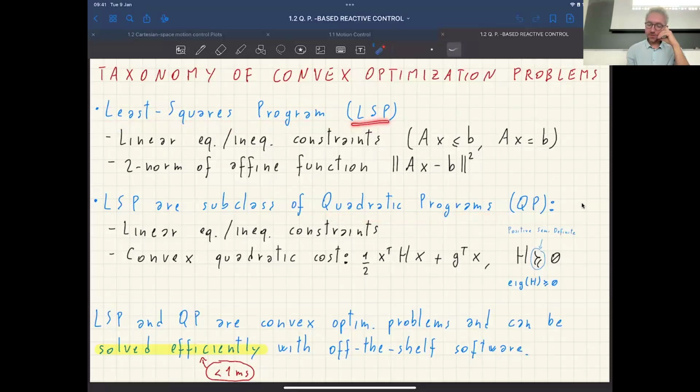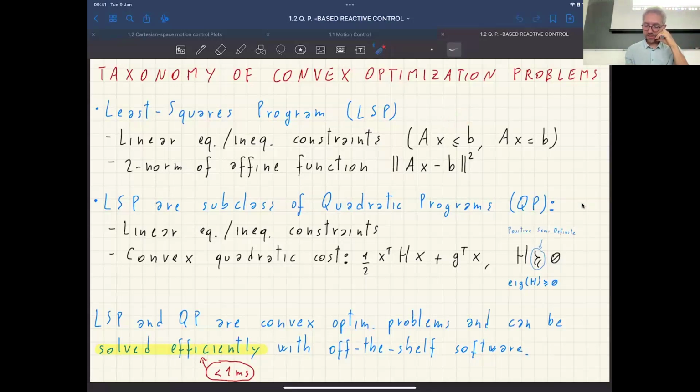So least square programs are problems that have only linear constraints, so constraints that take this form here. They can be either equality constraints, so with an equal sign, or inequality constraints with a less than or equal to sign. You cannot have strictly less. It's only less than or equal to. Of course, you can also have greater than or equal to. You just flip the sign of the two sides and you get the other.